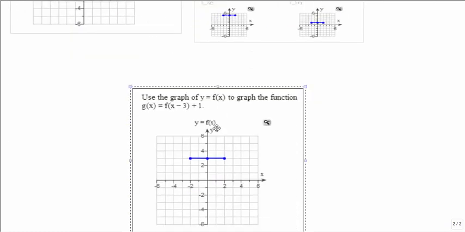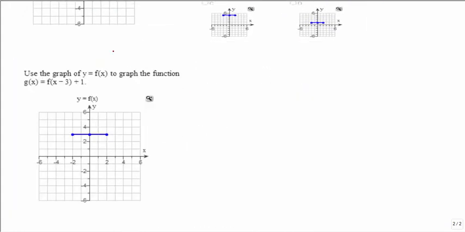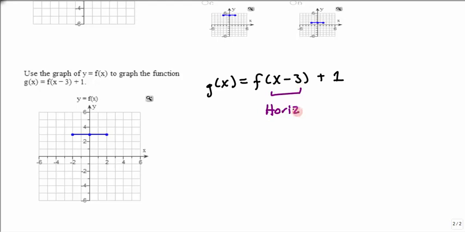It's the same graph that we were just looking at. It even goes through y equals 3. But this time we have 2 transformations. So let's look at g of x equals f of x minus 3, plus 1. Okay, so we have 2 transformations. First of all, this will be a horizontal transformation because it's within the argument. This one will be a vertical transformation because it's on the outside, so I do exactly what it says. This will be a vertical shift up 1 unit.